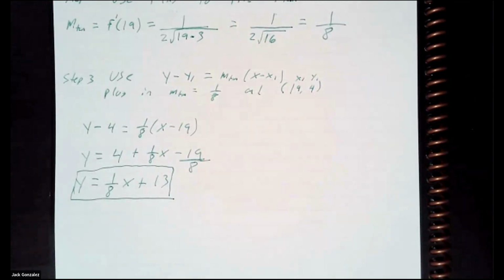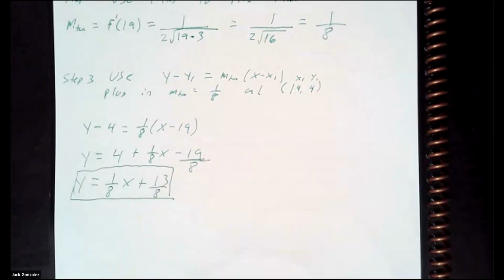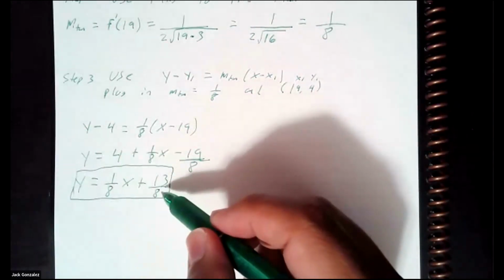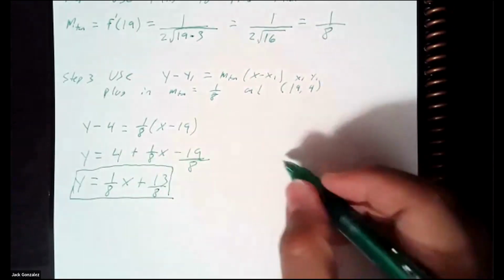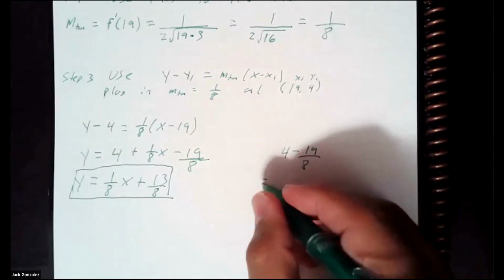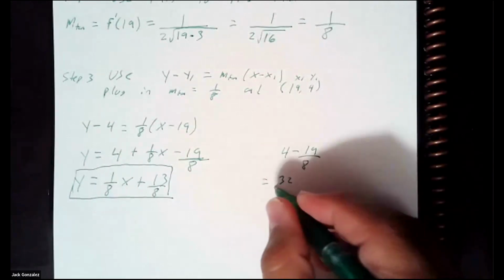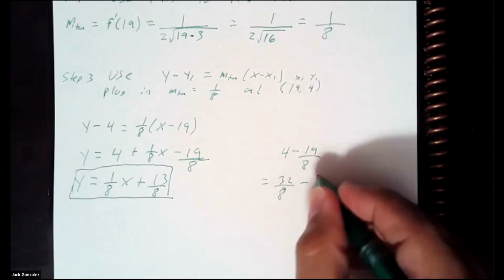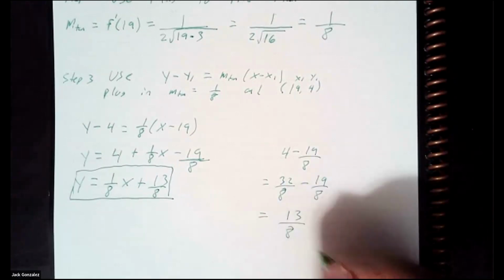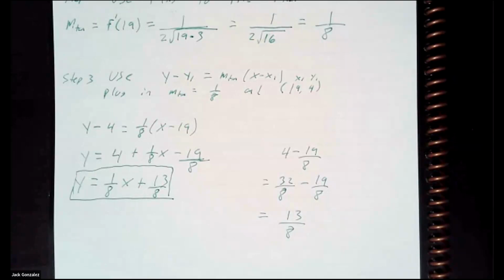Can you please just briefly explain how we got plus 13 over 8? We have to add 4, so do 4 minus 19 over 8, and you'll get 13/8. You have to do the fraction. The LCD will be 32 over 8 minus 19 over 8. It should be 13, right? Okay, got it. Thank you.